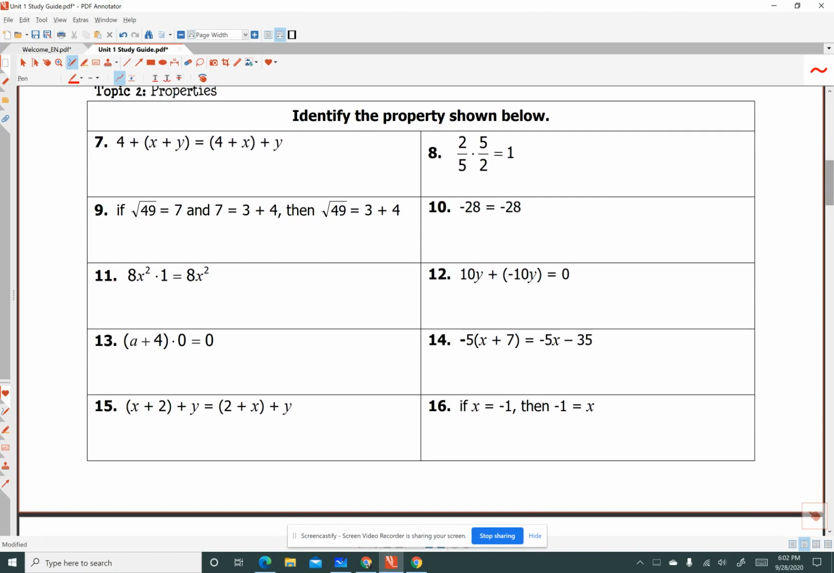Okay, here we're asked to identify the property shown below, just the property. So 4 plus the quantity of x plus y equals the quantity of 4 plus x plus y. That's a grouping property. That's the associative property.